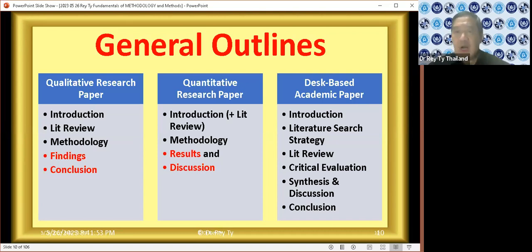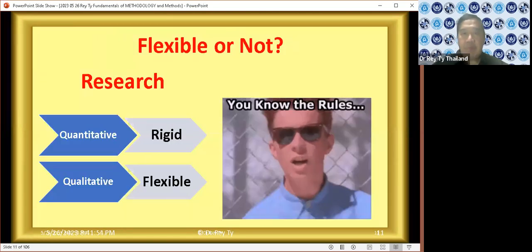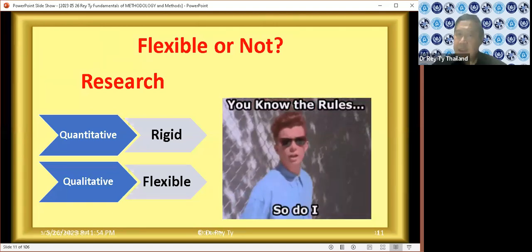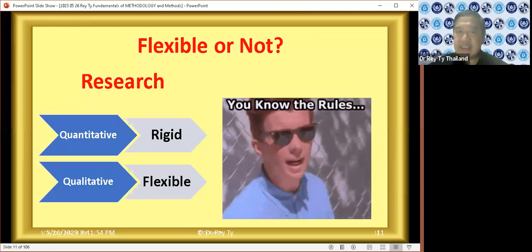But for papers which do not do any original search for documents or testing or observation or field work, it's basically an academic paper based on library search. The outline would be, in general, introduction, and then how you would go about doing your literature search, and then the actual literature, and then you evaluate the literature, and you come up with a synthesis, putting things together, and conclusion.